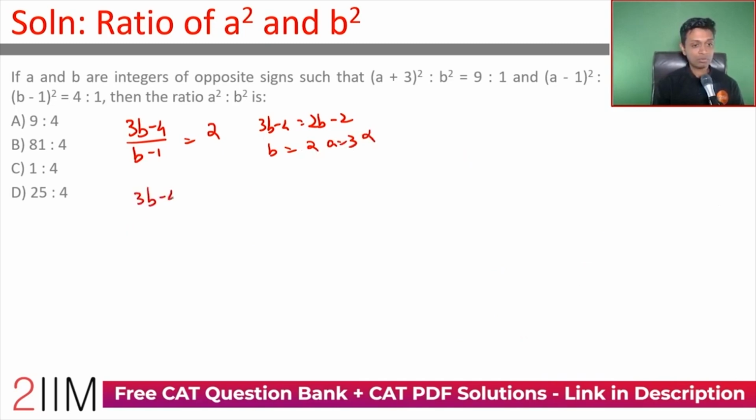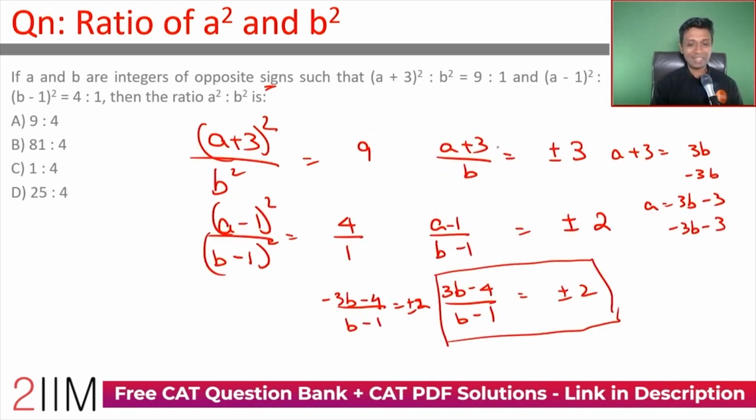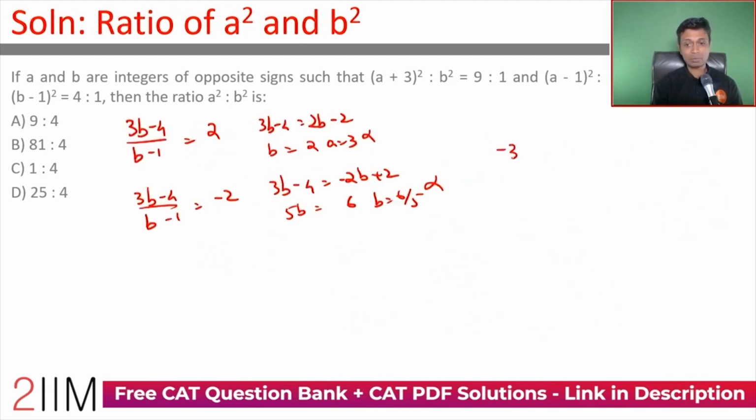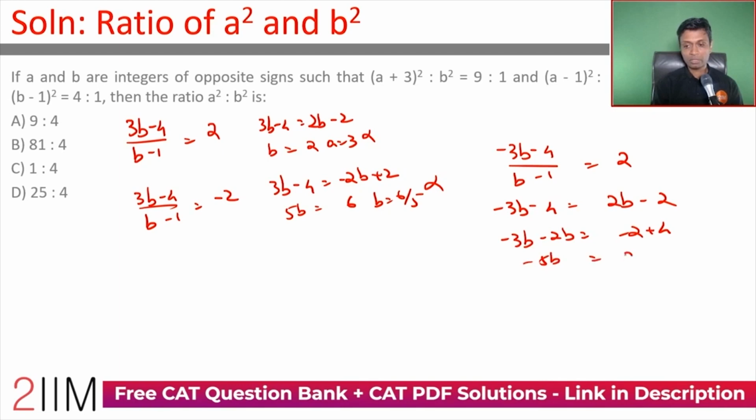If we put 3b minus 4 by b minus 1 is minus 2, we get 3b minus 4 is minus 2b plus 2, or 5b is 6, b is 6 by 5. This doesn't work because we want b and a to be integers and of opposite signs. The other equation, minus 3b minus 4 by b minus 1 is 2. So minus 3b minus 4 is 2b minus 2. Minus 3b minus 2b is minus 2 plus 4. Minus 5b is 2. b is minus 2 by 5. That doesn't work.